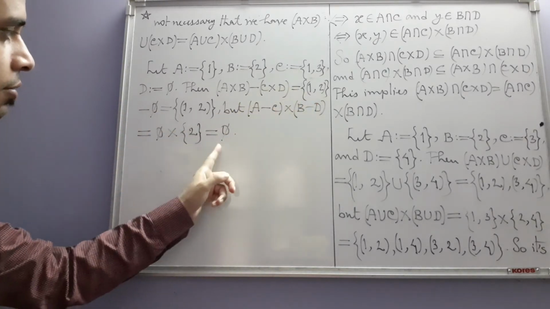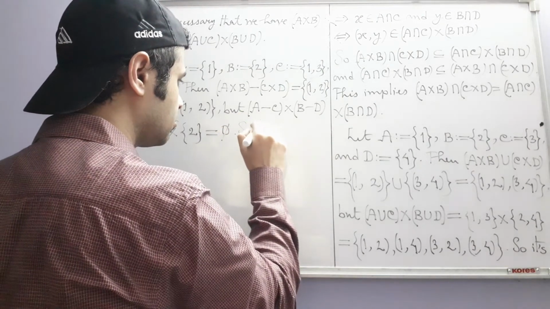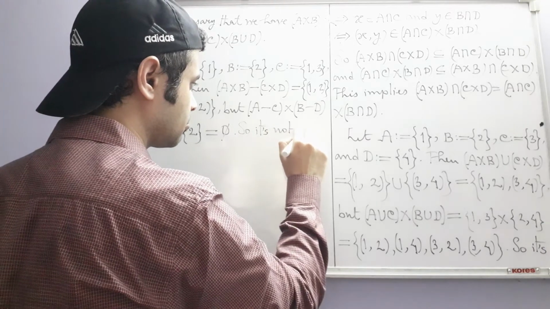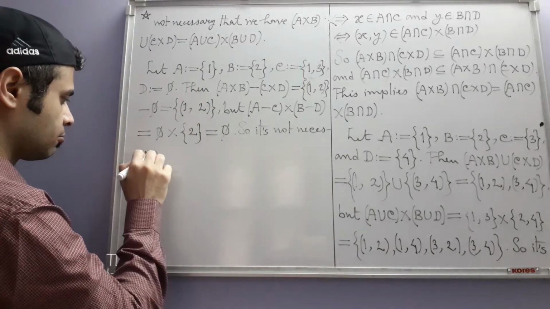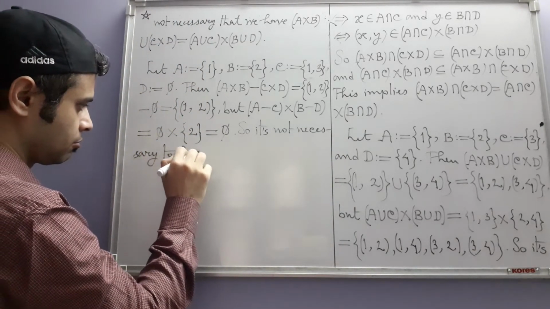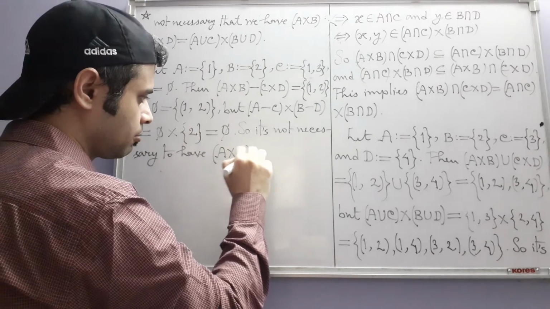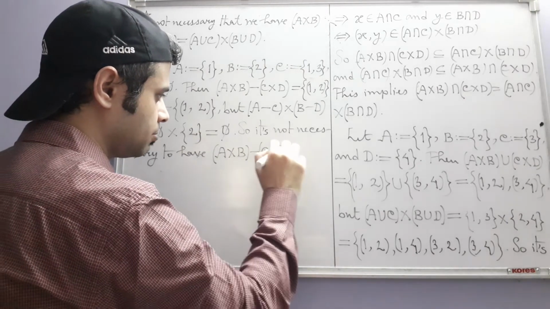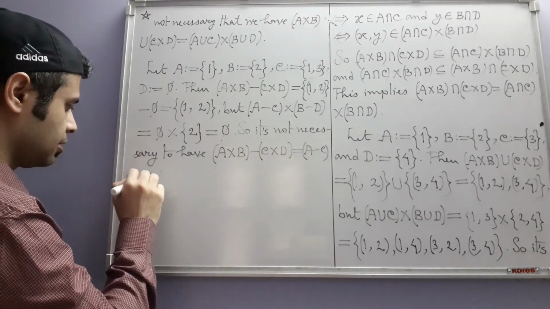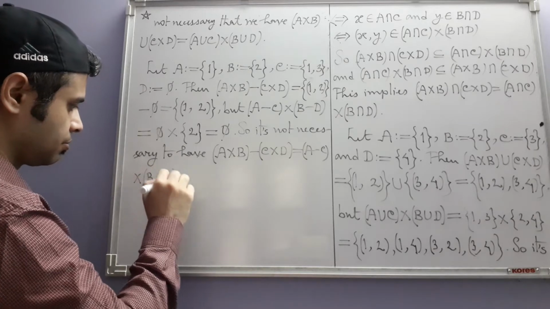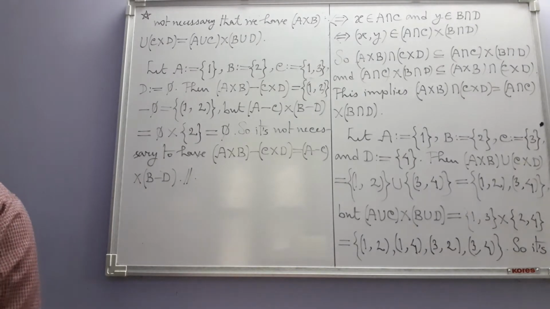One of them is this and one of them is this. So here also it's not necessary to have this identity, A cross B minus C cross D is equal to A minus C cross B minus D, and there the solution ends. So now let us see the next one.